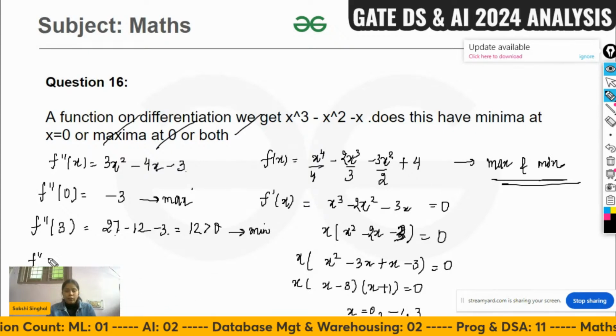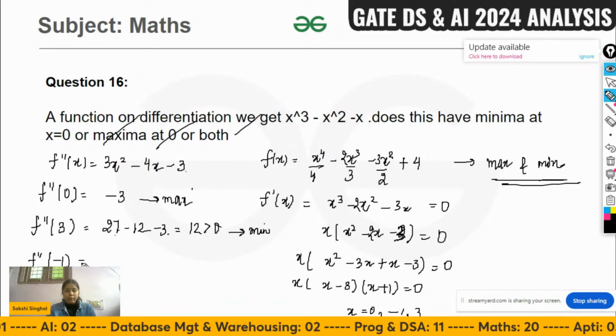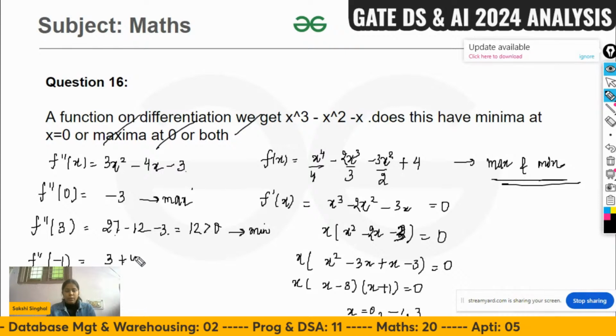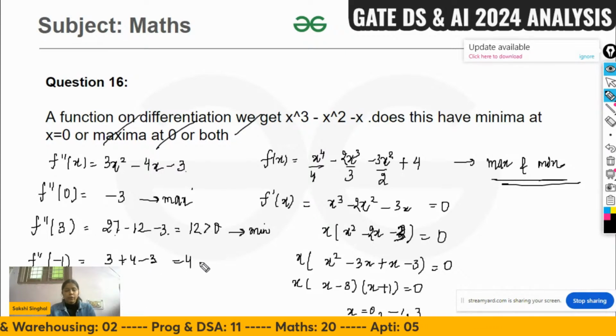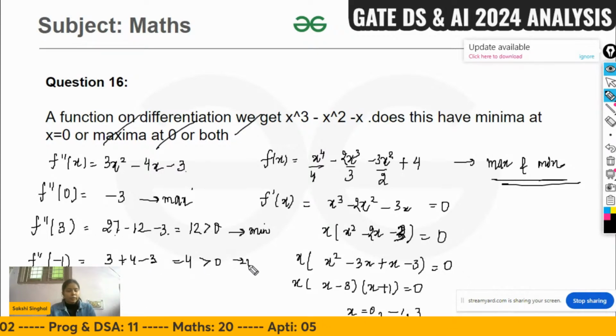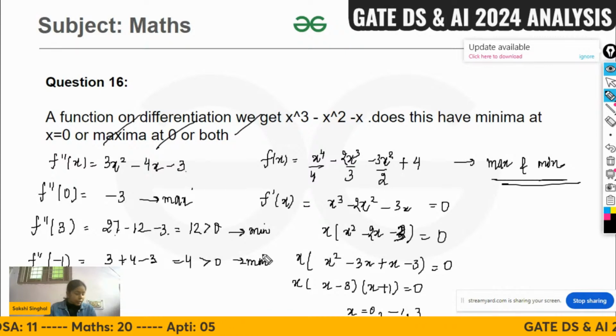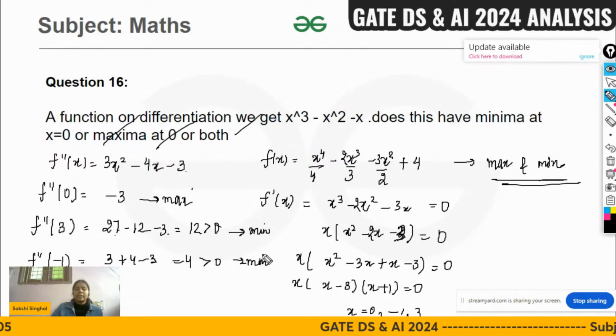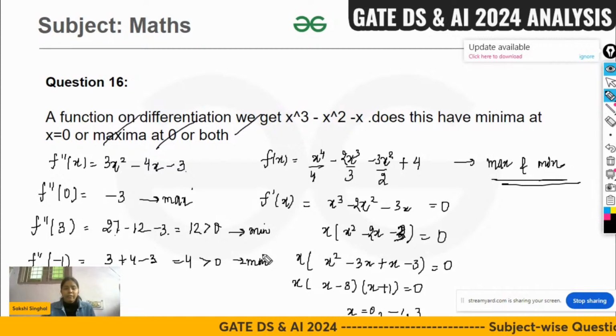And if I check for f double dash of minus 1, that would give me 3 plus 4 minus 3. That would be 4. That is greater than 0. So in this case, I have minima. So that means at x equals to minus 1 and 3, I have minima, and at x equals to 0, I have maxima.